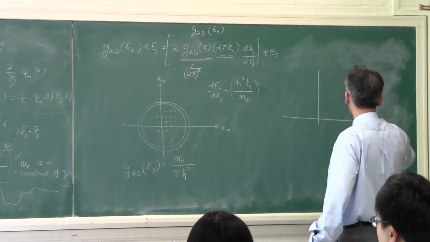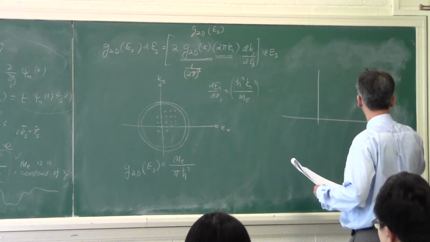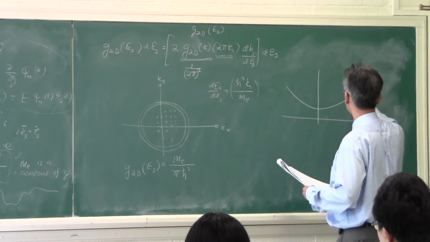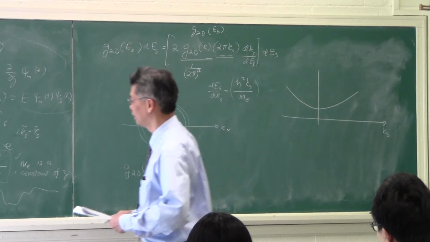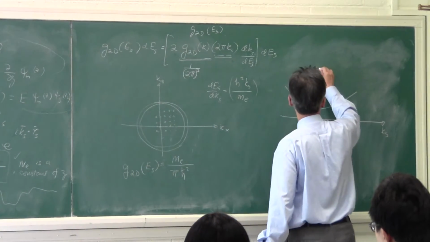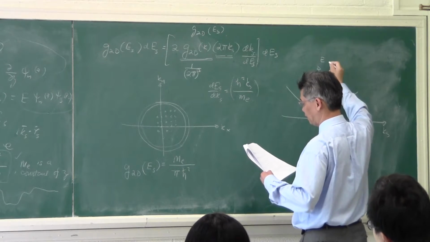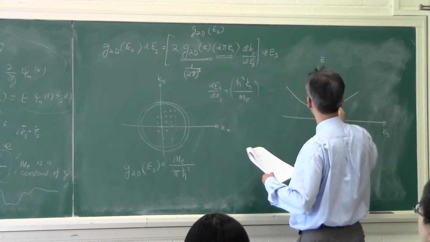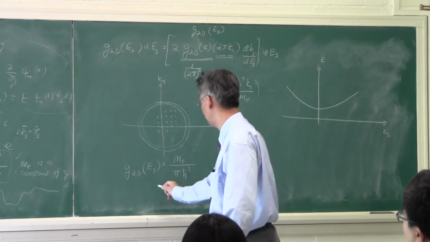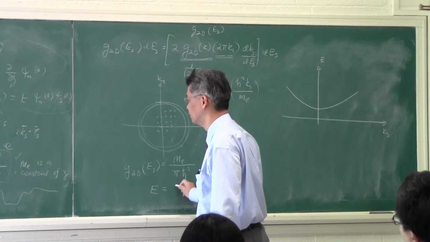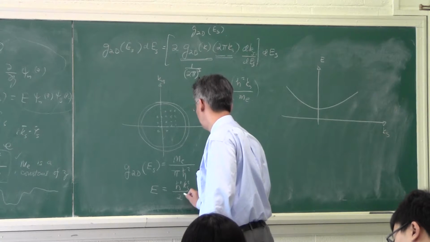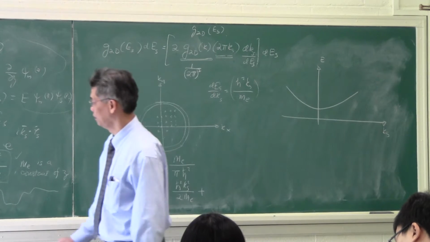If you just look at one of the bands where En is the lowest mode, then you have this. This is my E, okay? This is my E1. E versus Ks will be something like E is equal to h-bar squared Ks squared over 2 m_e plus E sub n.